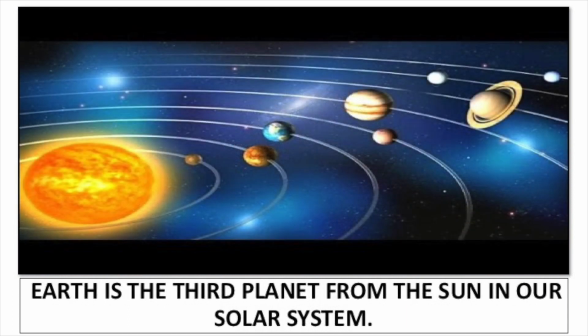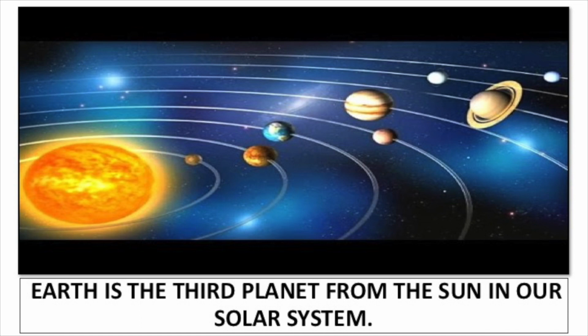Earth is the third planet from the sun in our solar system, which we learnt about in the last lesson. This big ball of energy here, sun. Mercury, Venus, Earth, Mars, Jupiter, Saturn, Uranus, and Neptune. That's our solar system with all the different planets.